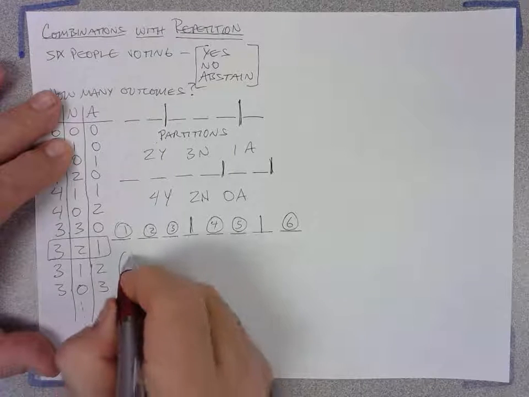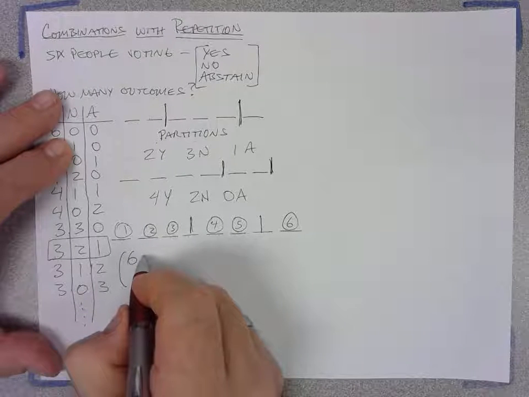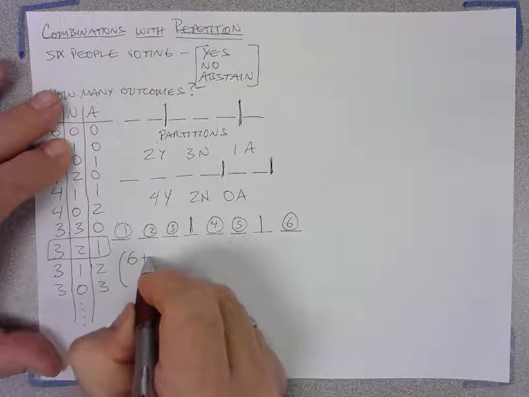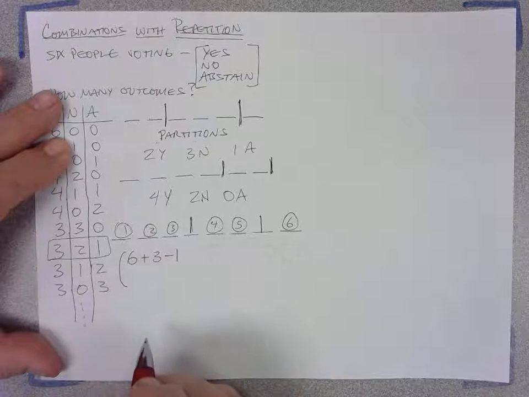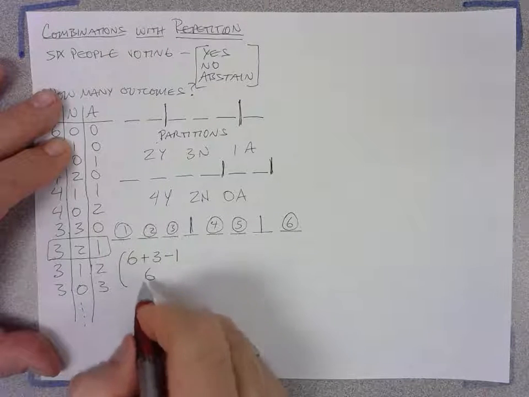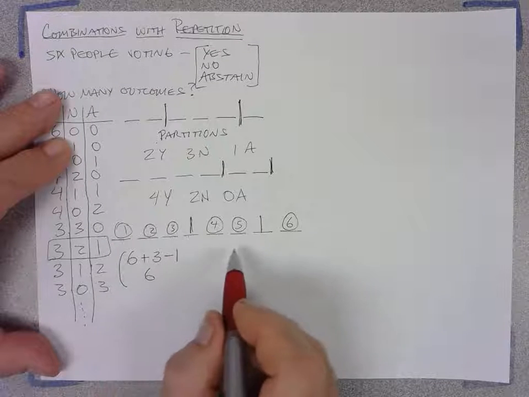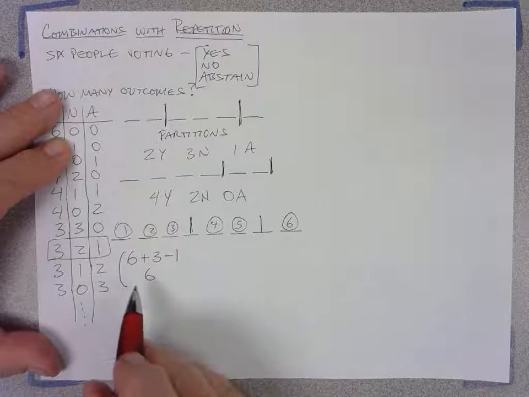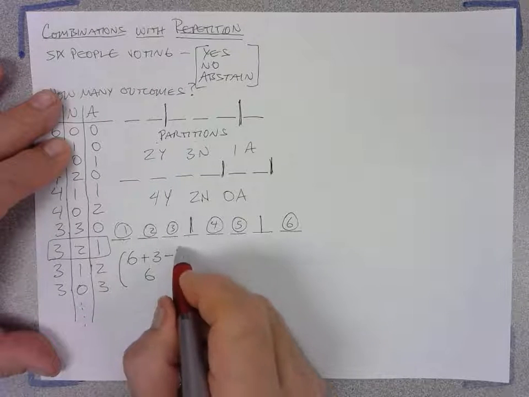So what we ended up with here is, instead of ordering 6 or 2, we have 6 voters, 3 choices, but we needed only 2 partitions. And then how many different ways can you choose where you're going to put those 6 voters in those 8 spots? 8 spots, 6 plus 3 minus 1 is 8.